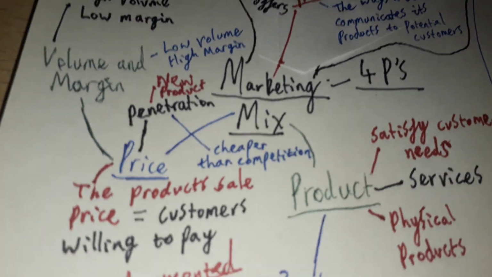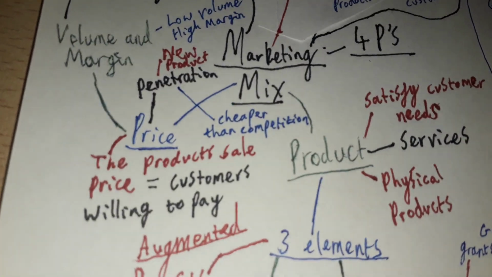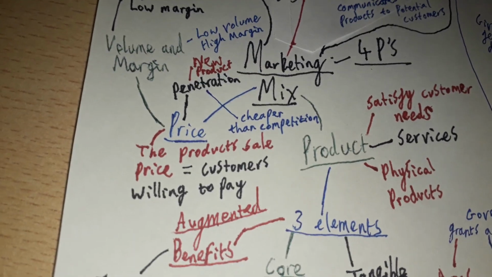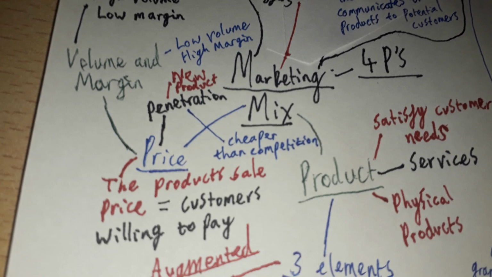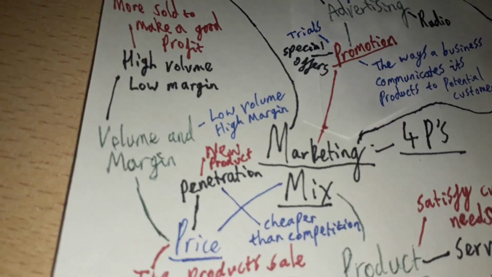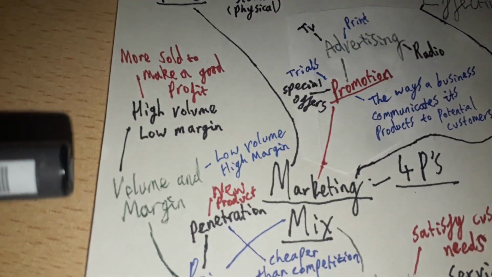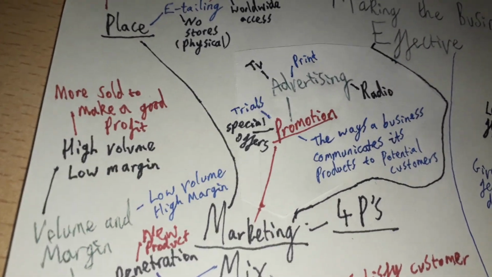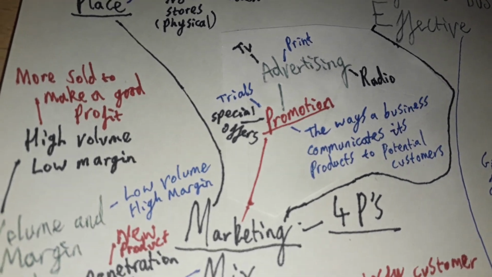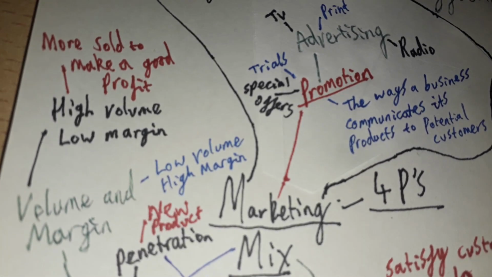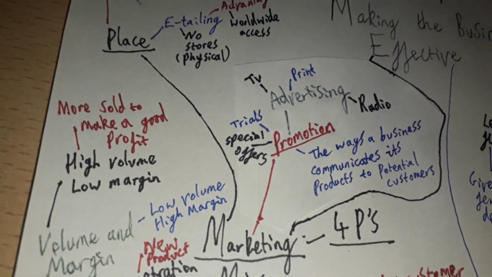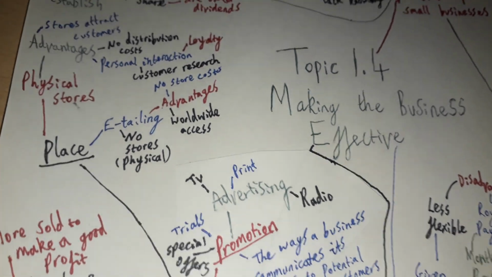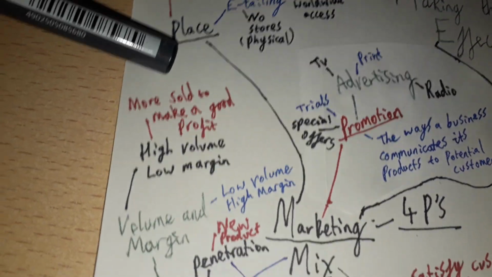Let's go on to price. Price is the product's sale price. It's heavily influenced by what customers are willing to pay, and also by how much the business is willing to sell it for. Those two things come together to make the price. Price is often based on volume and margin. If you have a high volume, you normally have a low profit margin, which means you're not making as much profit per product because you're selling loads of products. You buy things cheap, sell things cheap, sell loads, and end up making a good profit.